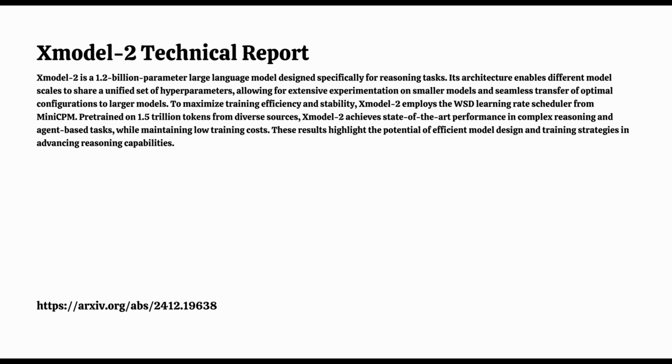One of the really impressive things about Xmodel-2 is that it only has 1.2 billion parameters, but it still outperforms much larger models on complex reasoning benchmarks. You can really see that in Figure 1 in the report. Yeah, the architecture itself is really interesting.